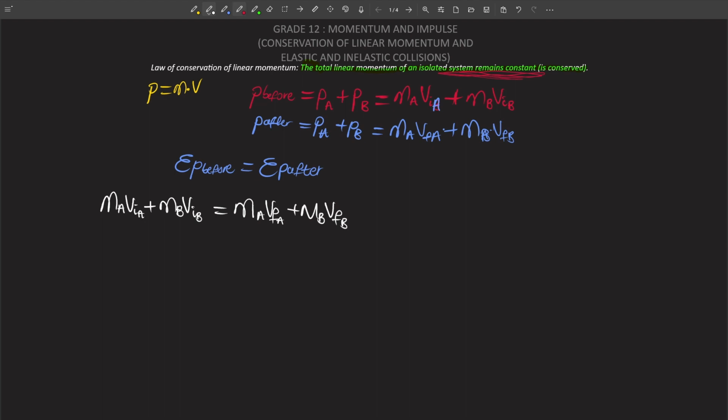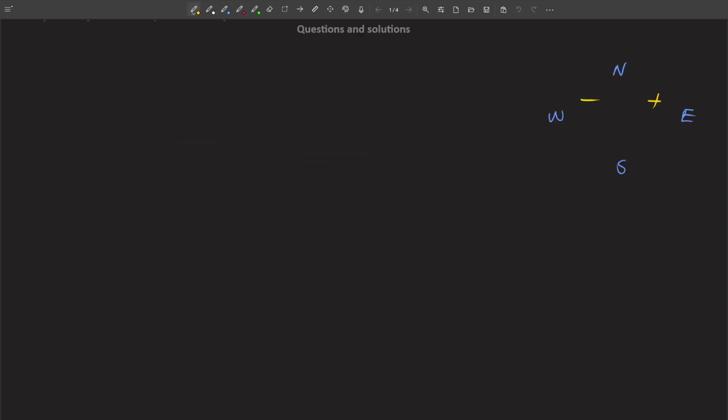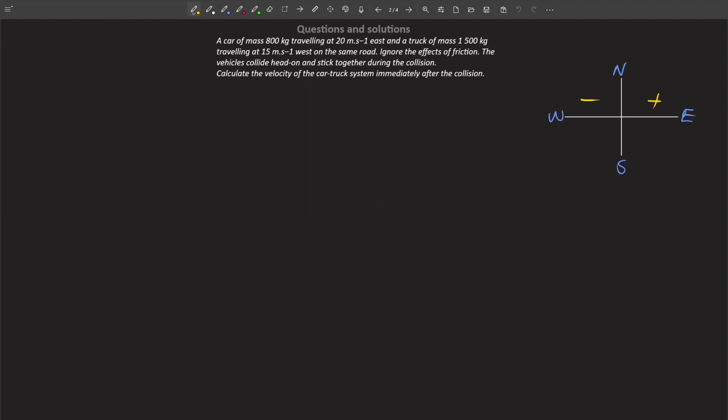And this formula is the mathematical expression of this entire definition. Let's now look at examples. Let's look at the first example.